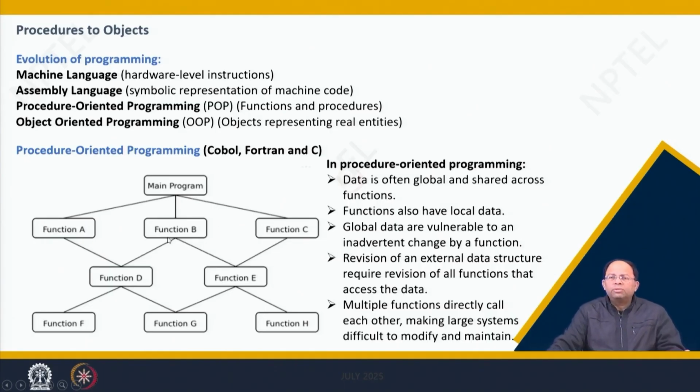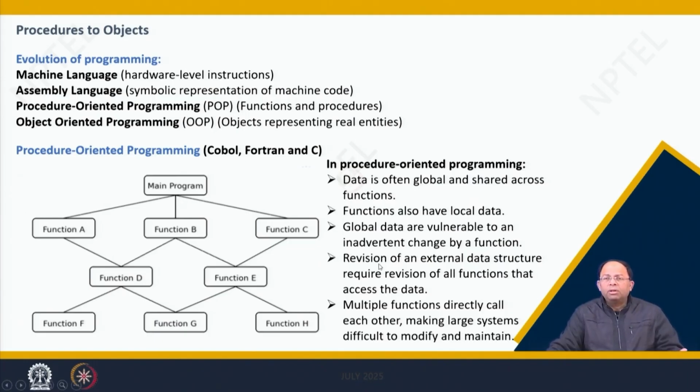There were some local variables within function B, but some global variables are also passed into function B. Then after function B changes them, it comes to function D, but then function D again changes them. So tracking the movement of variables, tracking the sequence of steps becomes very, very difficult. So we found that data is often global and shared across the functions. Functions did also have local data, but global data are vulnerable to inadvertent change by a function because there are so many functions, what changes occur, it's very difficult to track them in a very large program.